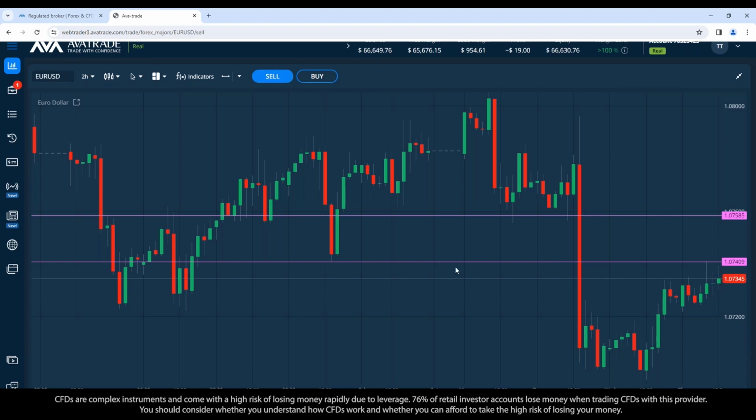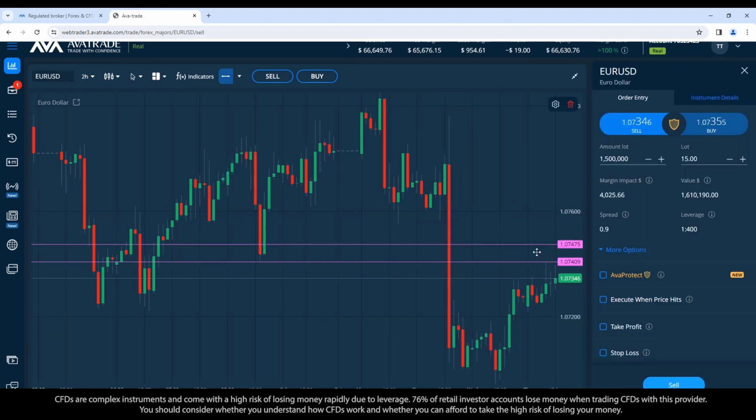You could say that you want to sell. You could put your stop loss just above the first resistance. To be safer, you could put it above the second resistance level for a stop loss, which would make you have to risk more to have your stop loss above both of these. But one or the other, stop loss somewhere up here.